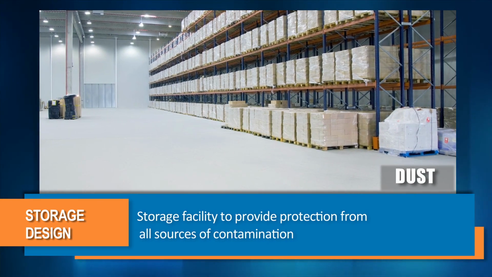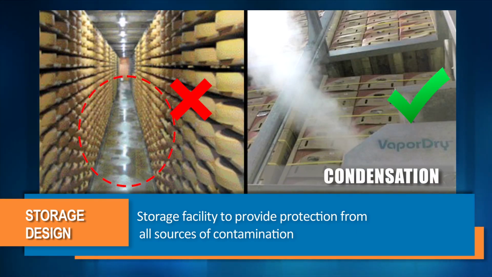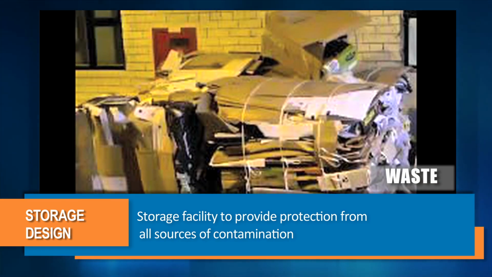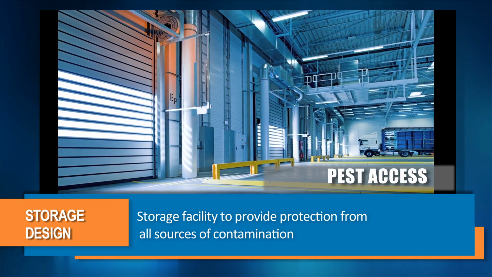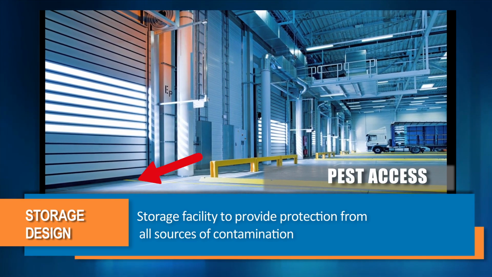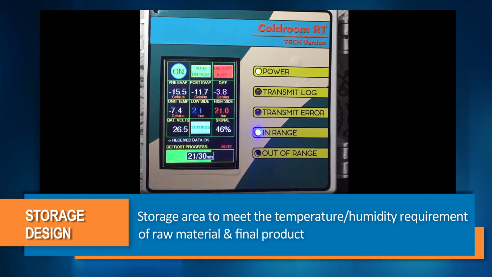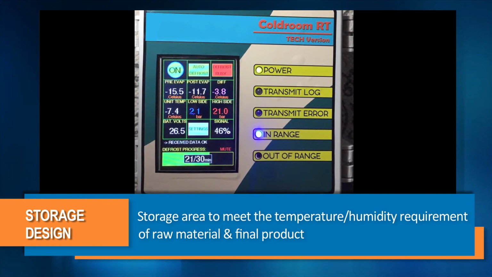The storage facility shall provide protection from dust, condensation, waste, pest access and harborage, and other sources of contamination. Storage area shall be able to meet the temperature and humidity requirement of the raw material and final product. Whenever necessary, temperature monitoring facility shall be provided.